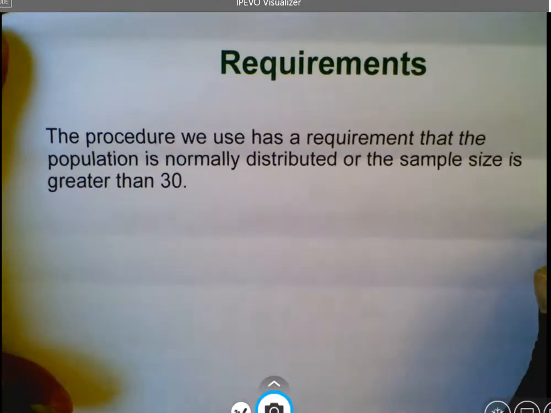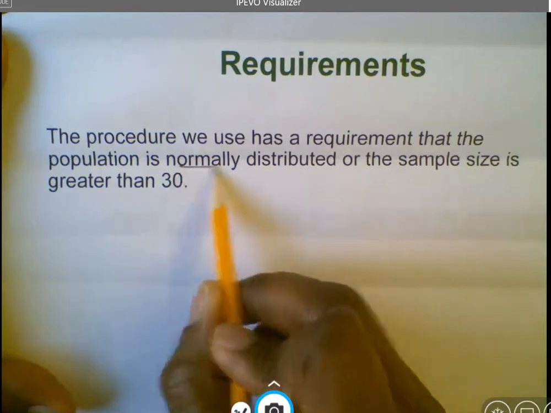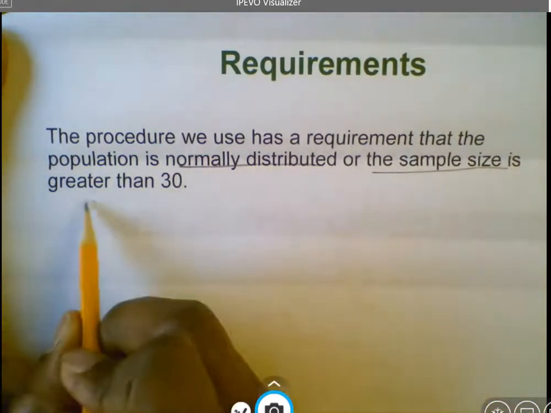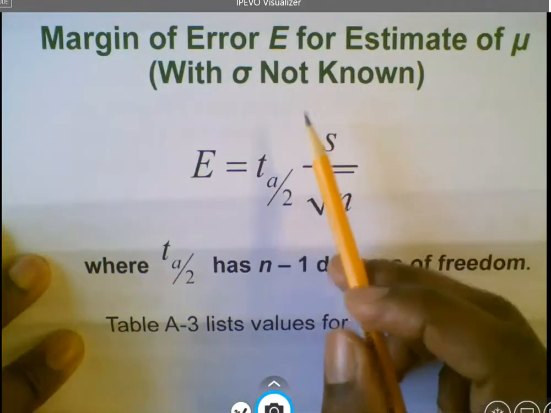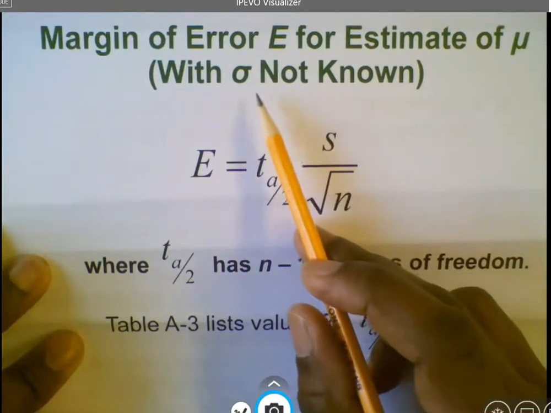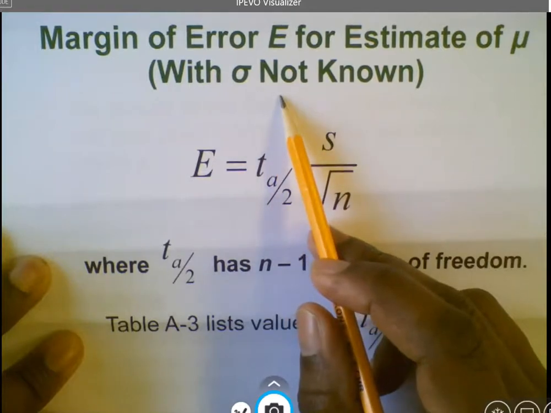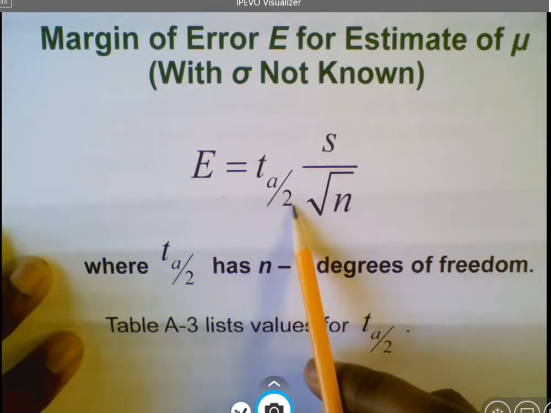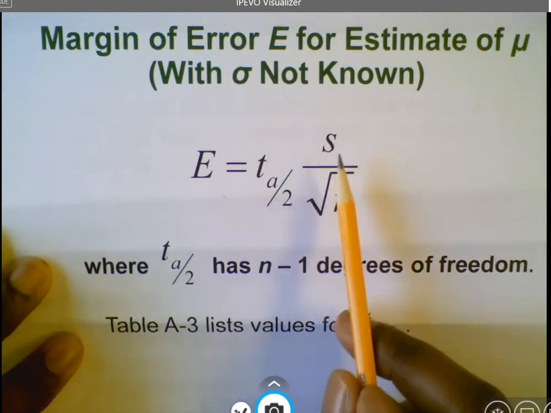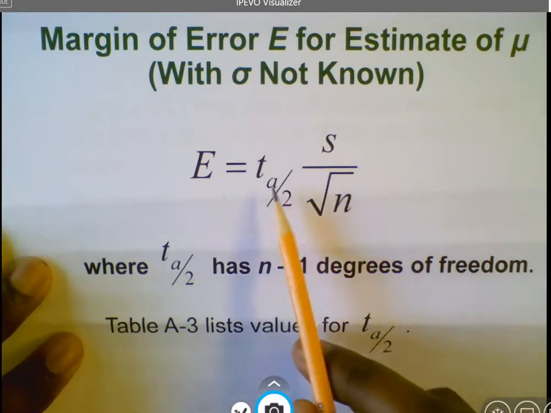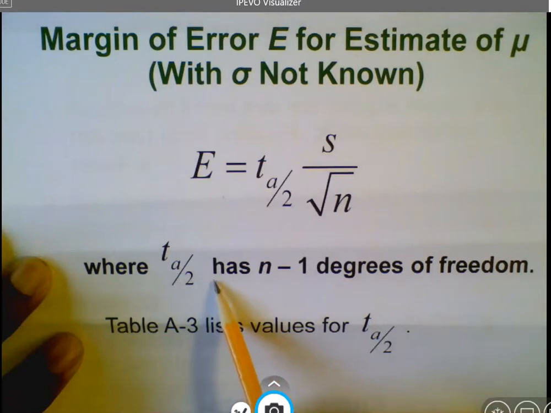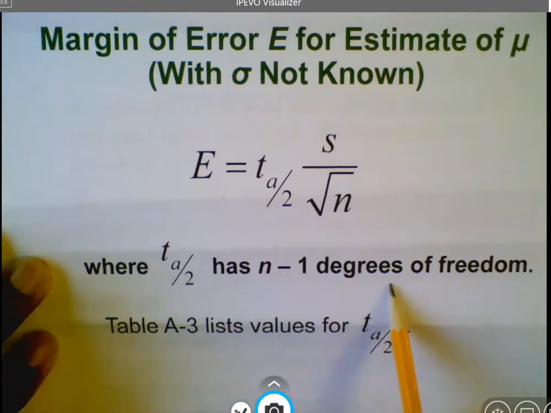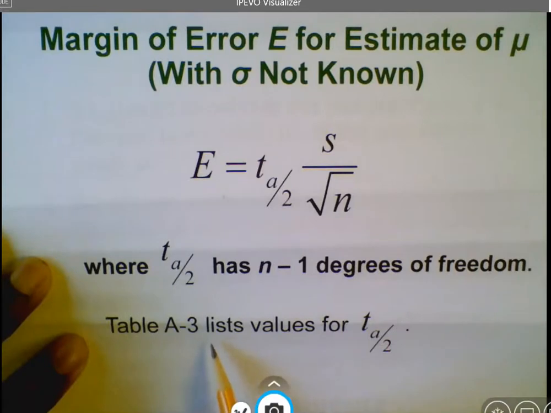The requirement at the beginning is that the data be normally distributed or have a sample size greater than 30. This is our margin of error formula when sigma, or our standard deviation, is not known. The margin of error is t sub alpha divided by 2, times the standard deviation of the sample divided by the square root of n, where t alpha divided by 2 has n minus 1 degrees of freedom. And we have a table I'm going to give you that explains how to find that critical t value, or the critical value of t of alpha divided by 2.